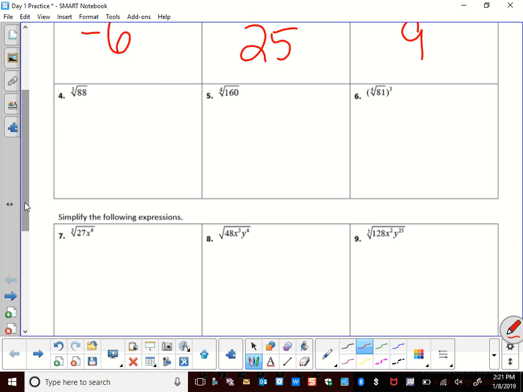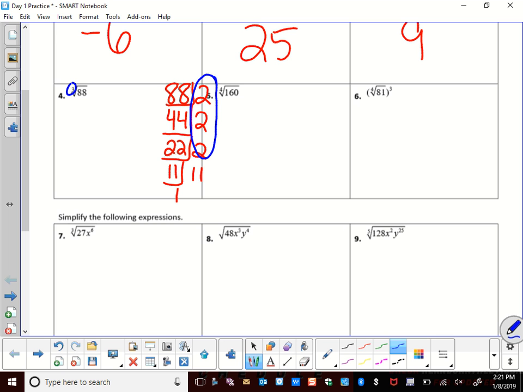For number 4, you have to do your factor ladder. So what did you do for this? 2 again. We get 22. We get 1 and we stop. I need groups of how many? 3, because that's my index. So I have a group of 3 2s. That 2 comes out. What's left over under my radical? 11. What happens to my index? You have to put a 3 in there.